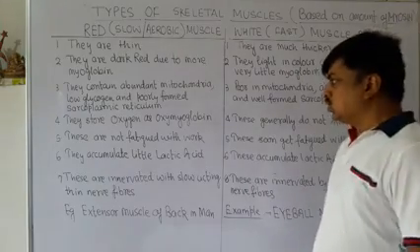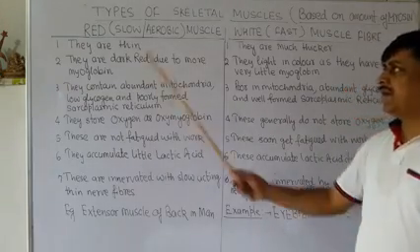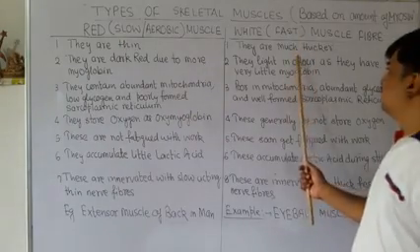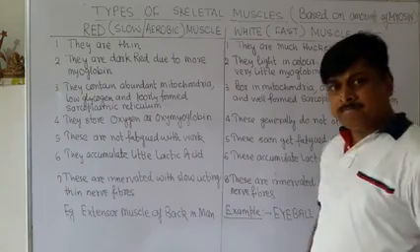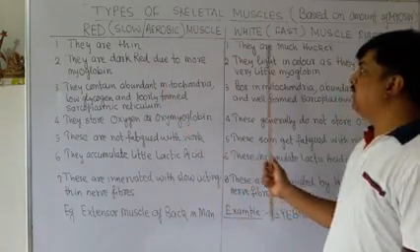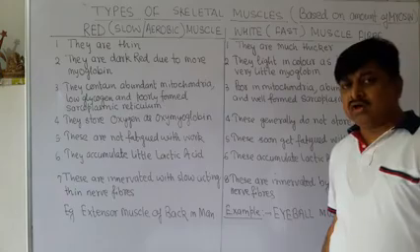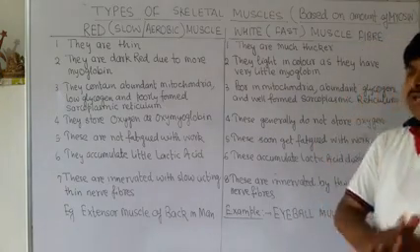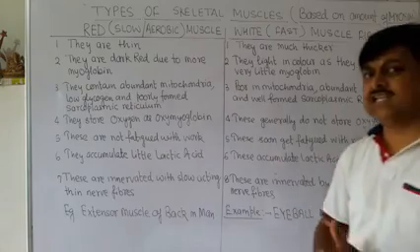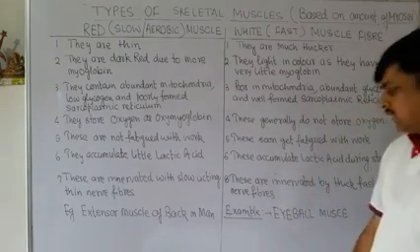Clear? So the first difference is that red muscles, they are thin, whereas the white muscles, you can say they are much thicker. Clear? When we talk about the thickness, they are thin, they are thick. They are dark in color because of the presence of more myoglobin, and these are white in color, or you can say these are light in color due to the less myoglobin or no myoglobin. Clear student?